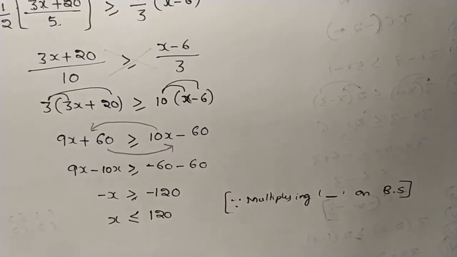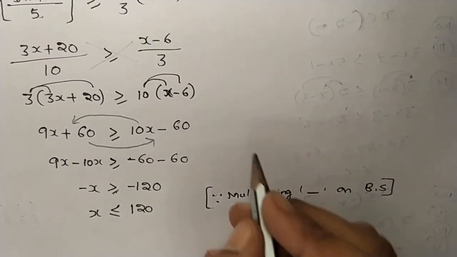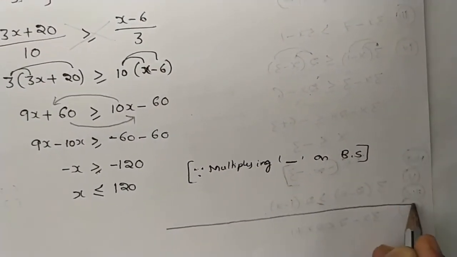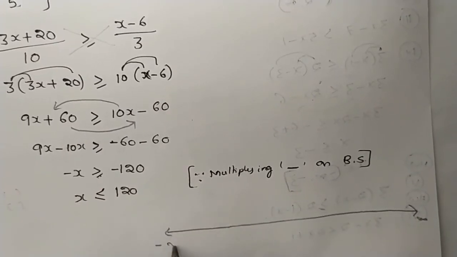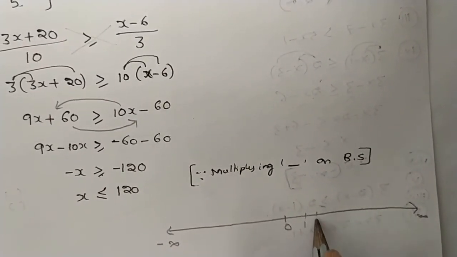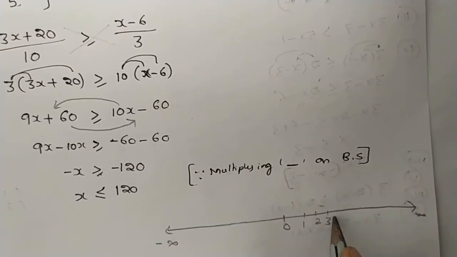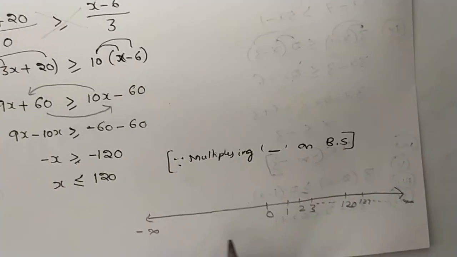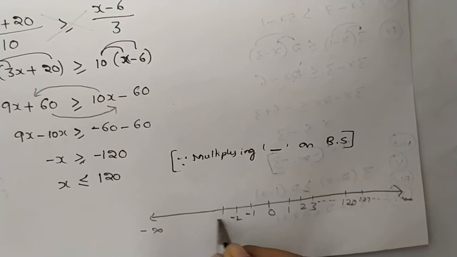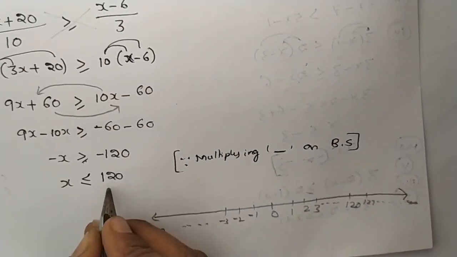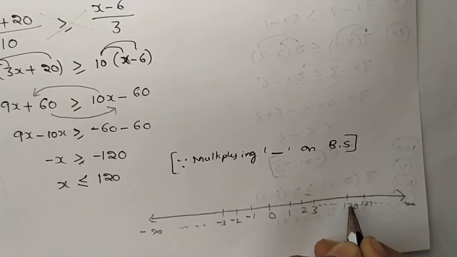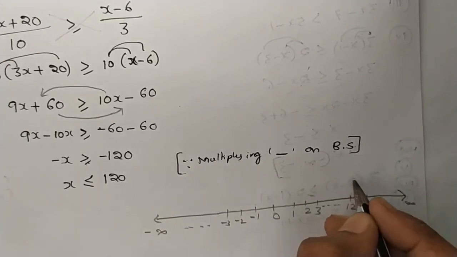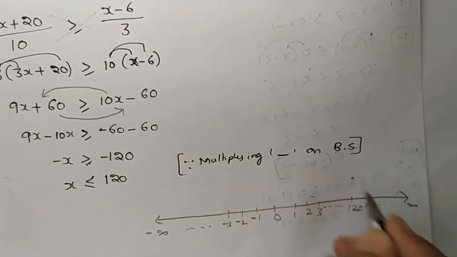How to represent this x less than or equal to 120 on a number line? How are you going to represent it? Take one number line, from minus infinity to plus infinity: 0, 1, 2, 3, and so on up to 120, 121, and so on up to plus infinity. Next, negative values, -1, -2, -3, and so on. Now where is 120 on this number line? It is here.